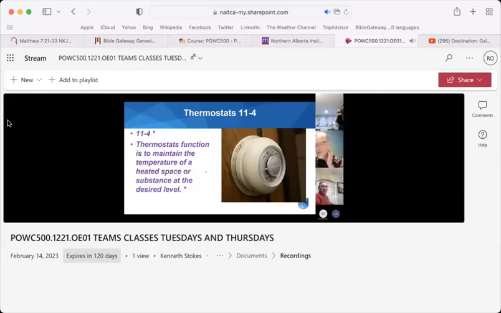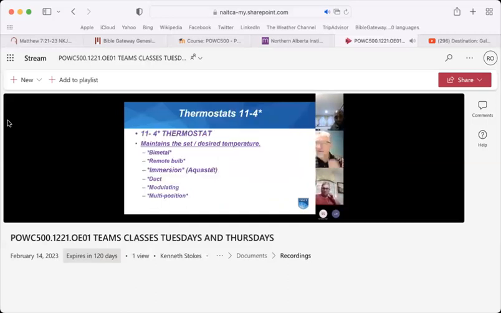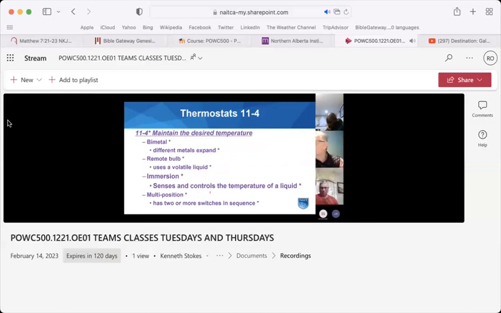A thermostat's function is to maintain the temperature of a heated space or substance at the desired level. Temperature of the heated space is maintained at the desired level by controlling a heat supply. So our basic controller for a heat supply, whether it's steam or hot water or electric, is this simple thermostat. We have different kinds of thermostats. Remember, this is something that maintains a set or desired temperature. We'll look at bimetal, we'll look at remote bulb, we'll look at a type of remote bulb called the aquastat. We'll see thermostat that fits into a duct, and we'll talk about modulating and multi-position thermostats.